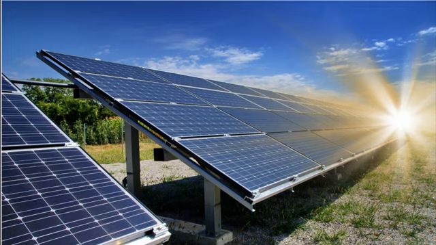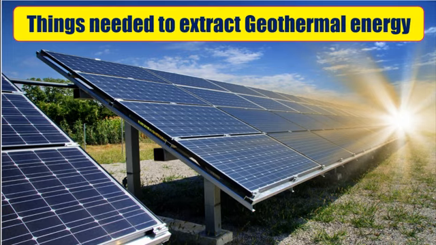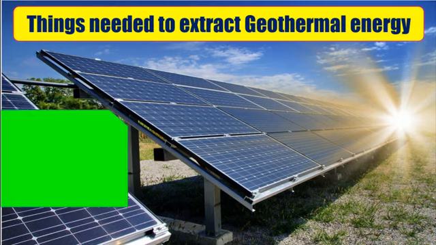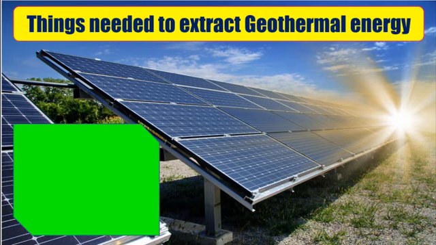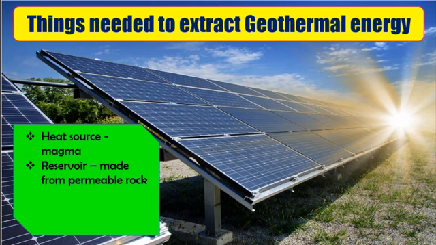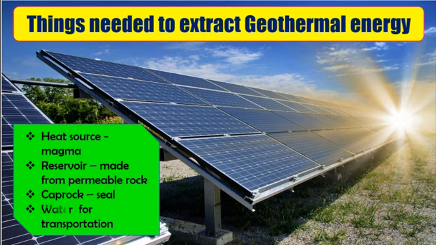So aside from the steps, these are the things needed to extract geothermal energy. First in line is the heat source, which is what we call the magma that is positioned in the crust of the earth. Next is the reservoir that is made up of permeable rock, and this is used to hold water. Third is the seal, which is also called the cap rock, so that steam and water will not escape. And the last one is the water, which will act as a medium to transport the heat from the crust going up to the surface.